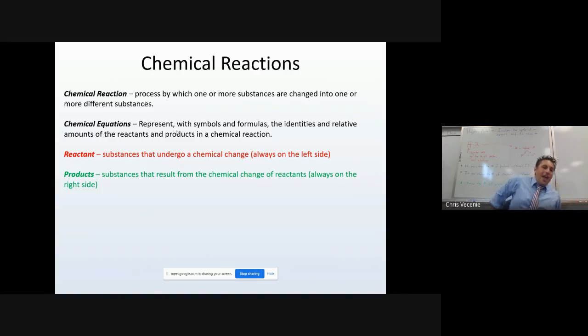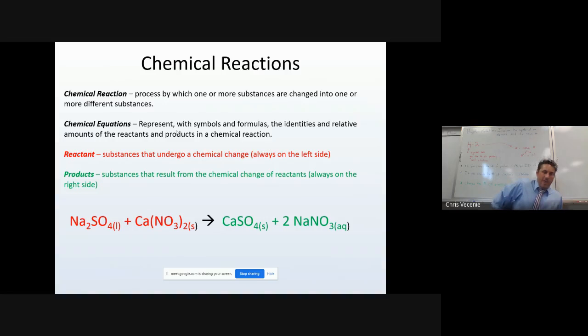They have sides to them, the left side and the right side of a reaction, and I've color-coded them on this slide. So my red over here are known as the reactants. They're the substances that are about to get changed, and I'm never going to be able to get them back. They're about to undergo the change. Notice they're always on the left side of the arrow.